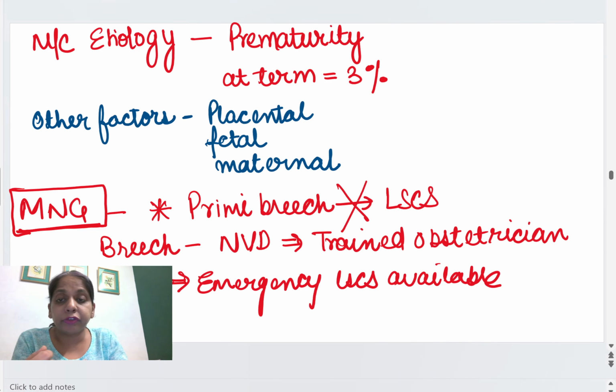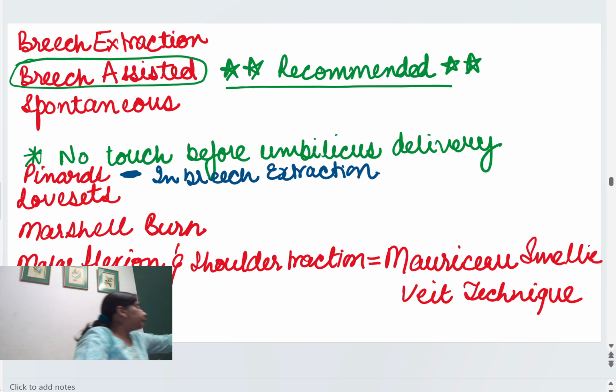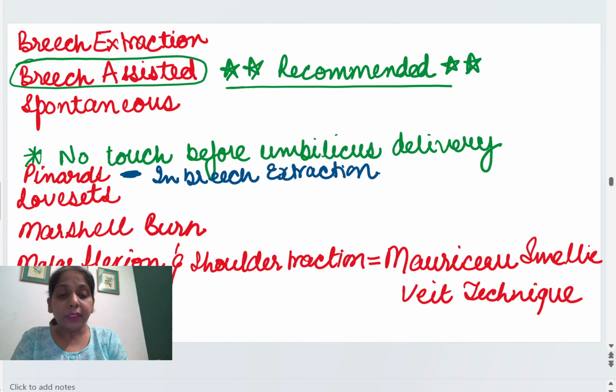Okay, now there are 3 methods by which the breech can be delivered, breech vaginal delivery. Number 1 is breech extraction, where we keep on manipulating the fetus. The second is breech assisted, in which we don't touch the fetus before the umbilicus is delivered. And the third is spontaneous, where everything happens by spontaneous expulsion of the fetus.